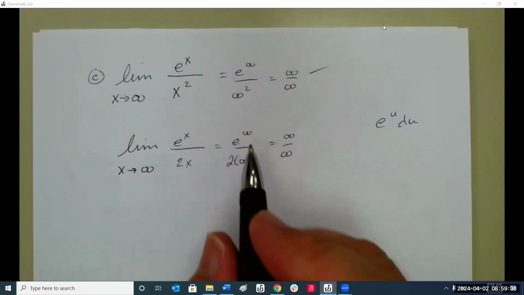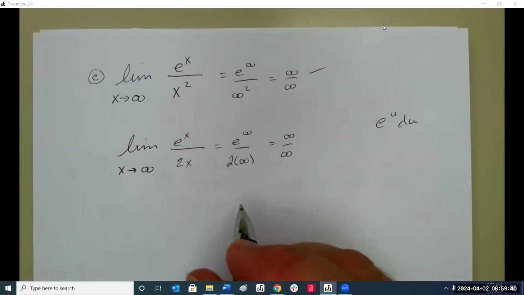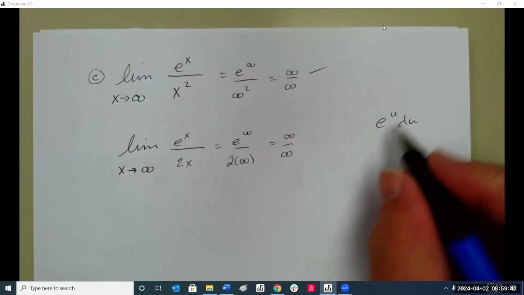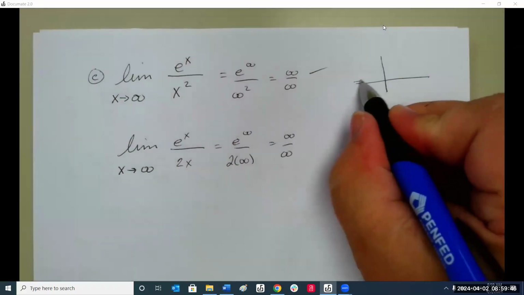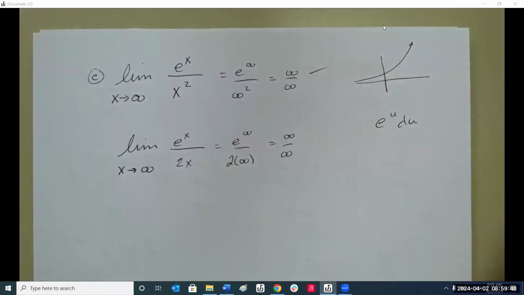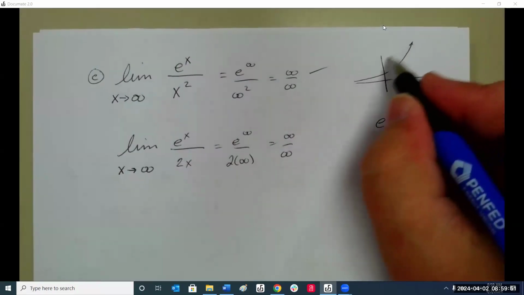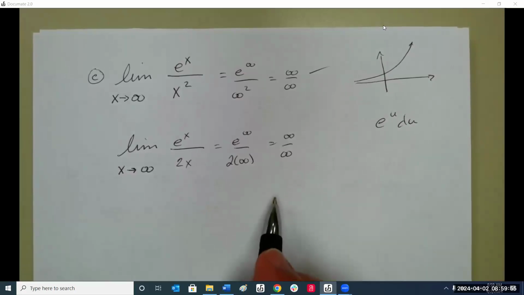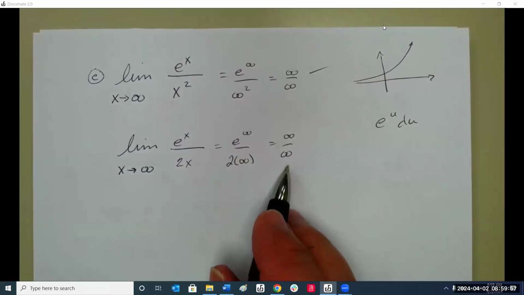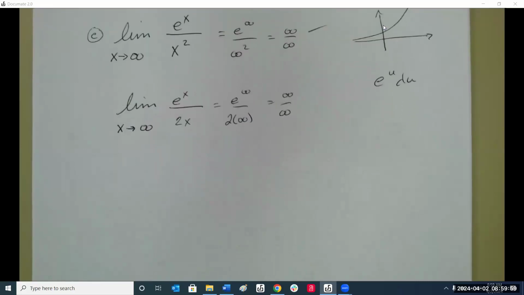Why is e to the power infinity infinity? What does the graph look like? It's an exponential function. As x goes to infinity, the graph goes to infinity. So this doesn't get us anywhere. We have to do it again.